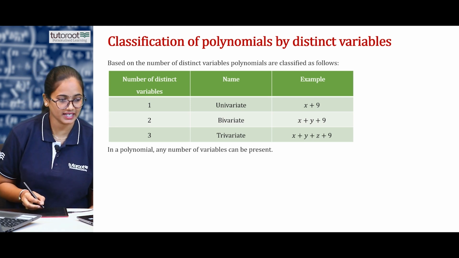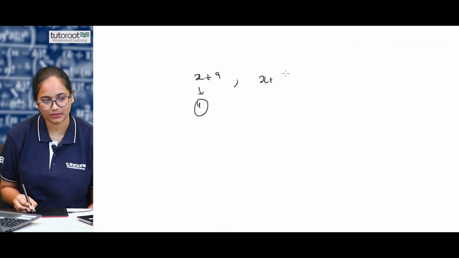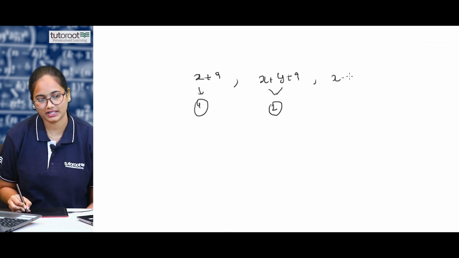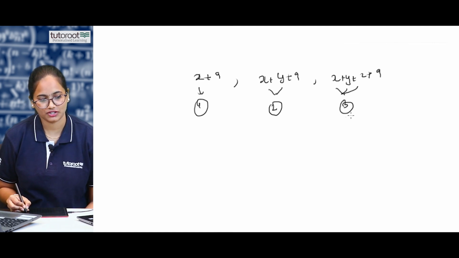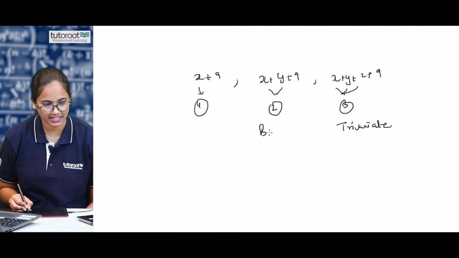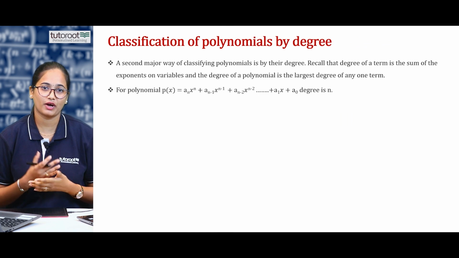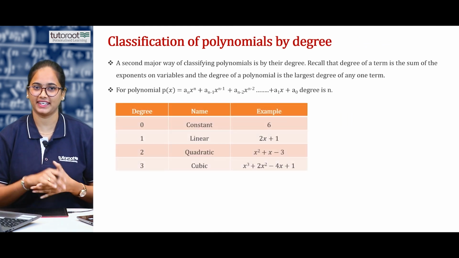For example, you can see x plus 9. There is only one variable, right? And x plus y plus 9. There are 2 variables. And x plus y plus z plus 9. There are, yes, 3 variables. So this is known as trivariate. This is, yes, bivariate. And this is univariate.